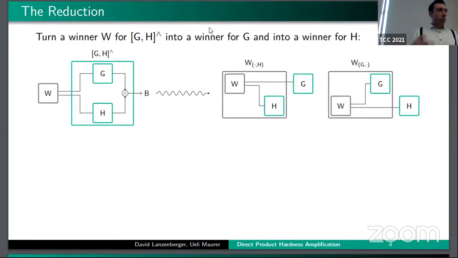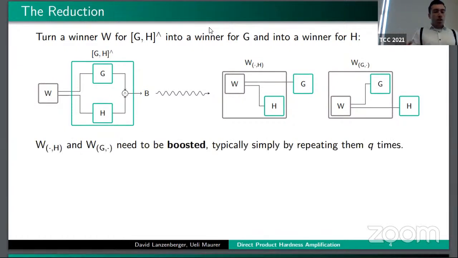But remember that we're talking about amplification, so we would like to say it's easier to win just G, or just H, than to win the AND of the two games. But if you just assume any winner, any game, the winning probability on the right might be just the same as on the left. So in any such setting, you need to boost the winning probability of these winners, WH and WG, on the right. This is where you need to assume very strong structure on the game.